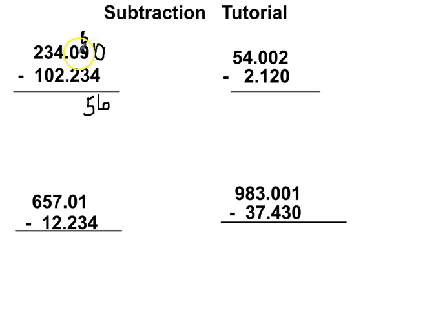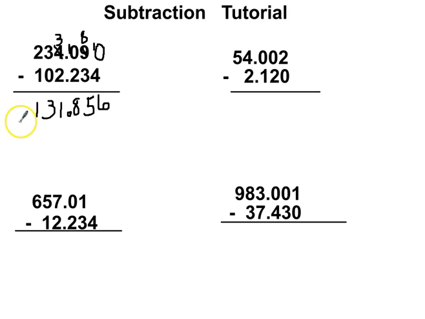I have another 0, and I'm looking at this 4. I can borrow 1 from the 4. And now 10 subtract 2. That's going to be 8. I'm going to bring down my decimal point. And 3 subtract 2, that's 1. 3 subtract 0, that's 3. 2 subtract 1, that's 1.